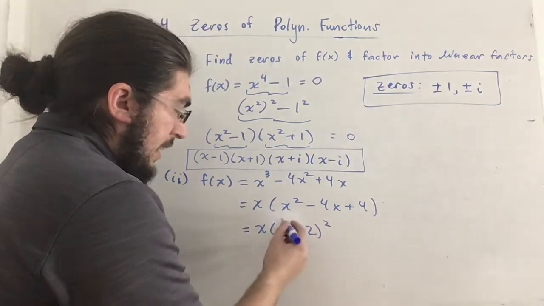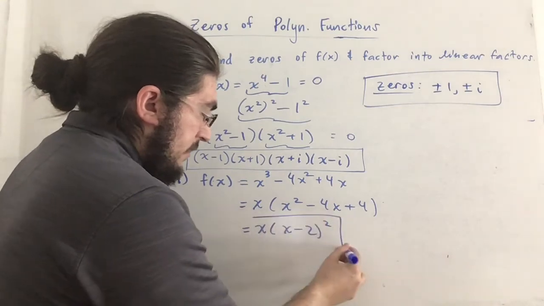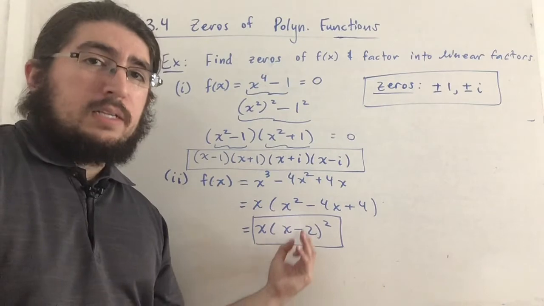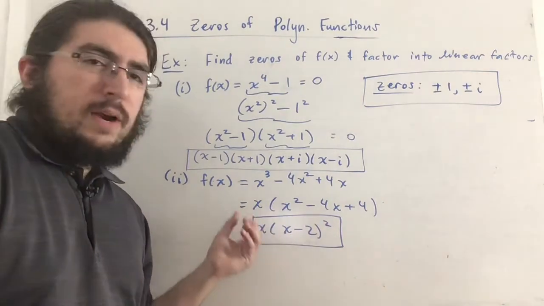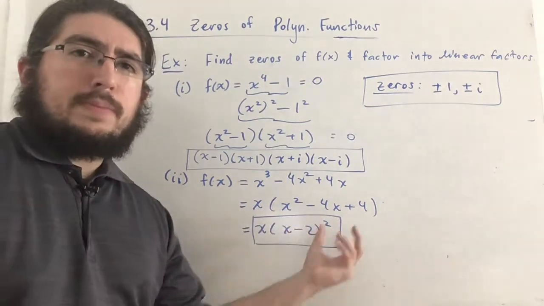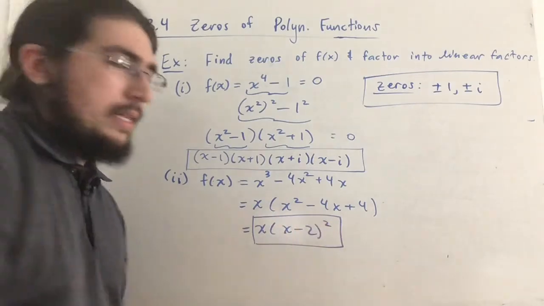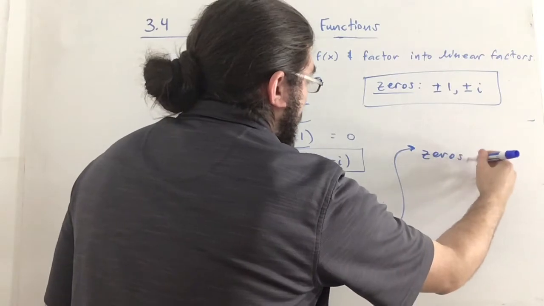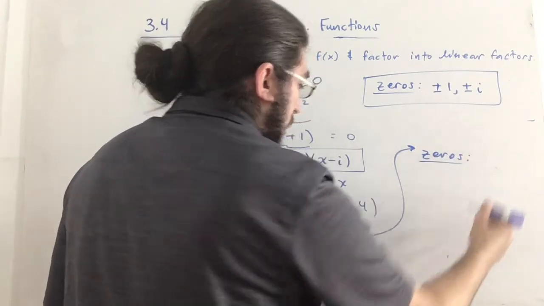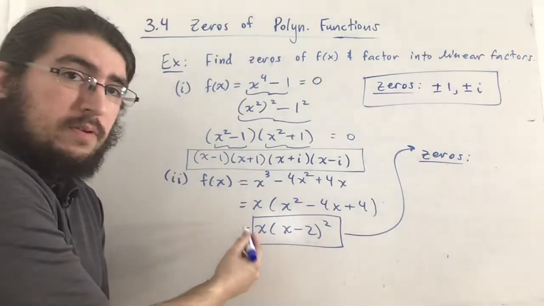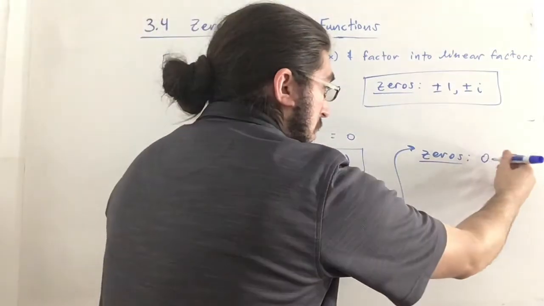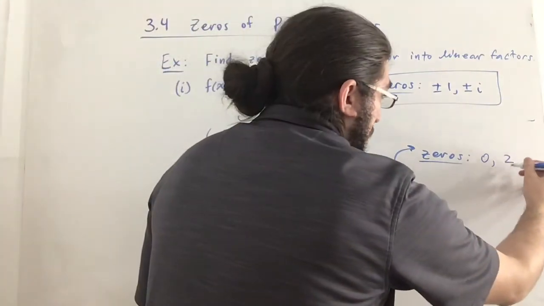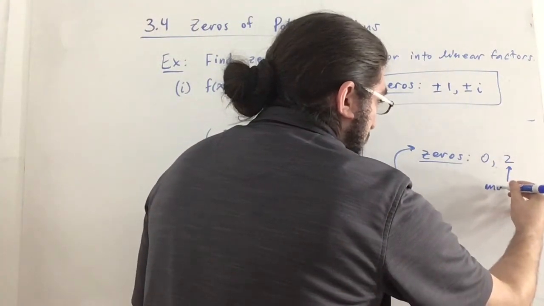So this is actually it. This is our factorization into linear factors. Notice since x minus 2 is a repeat, you get x minus 2 squared. So if you want, you can write this as x times x minus 2 times x minus 2, but I'm writing it like this, with the power. The zeros then are what? The zeros are, well, when x is 0 for the first factor, you just get 0. When x minus 2 is 0, you get 2. But I'm going to point at 2 and say this is multiplicity 2.